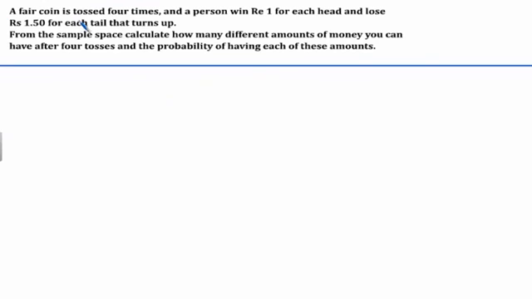This question says that a fair coin is tossed 4 times and a person wins rupee 1 for each head and loses rupees 1.50 for each tail that turns up. From the sample space, calculate how many different amounts of money you can have after 4 tosses and the probability of having each of these amounts. Let's begin with the solution.